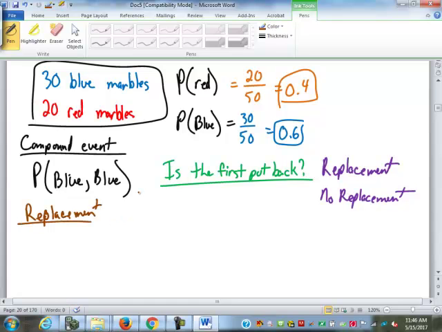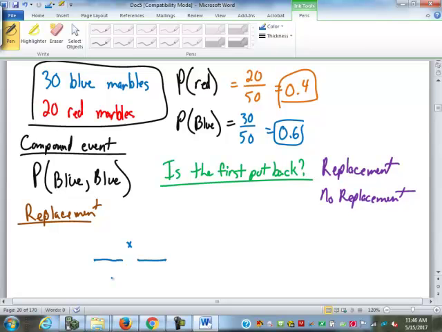Let's do this example with replacement. So drawing 2 blue marbles. What that means is we reach in the box, we pull out 1 marble, we look at it, and then we put it back in the box before we draw the second marble out. So what is the probability? Now, for this to work, both marbles have to be blue. We're going to multiply the 2 probabilities together to get our overall probability.